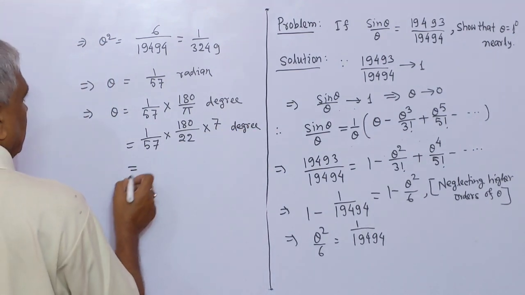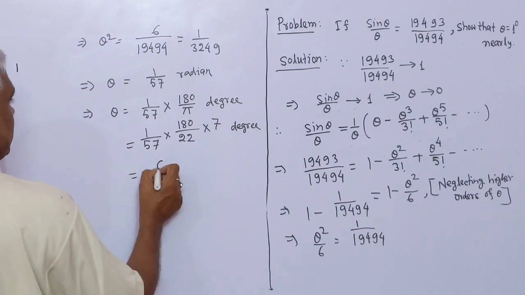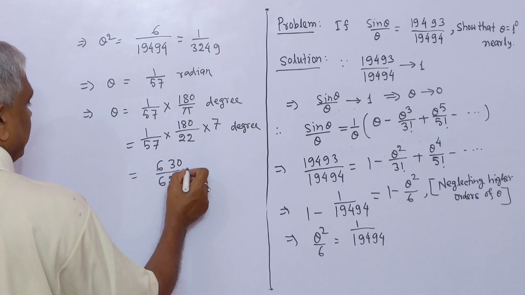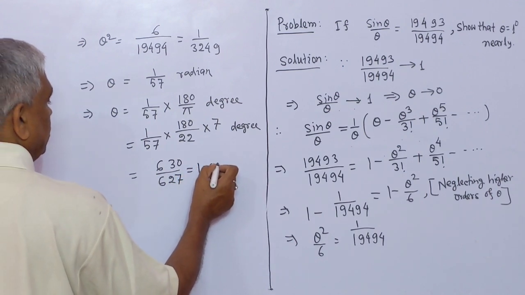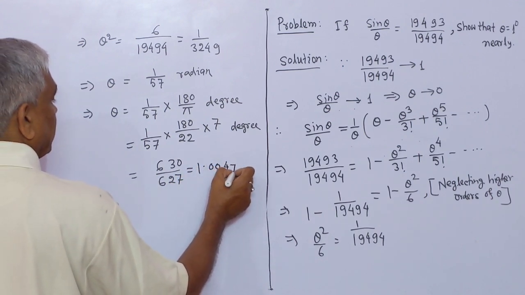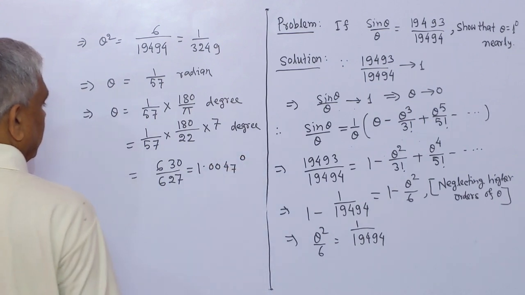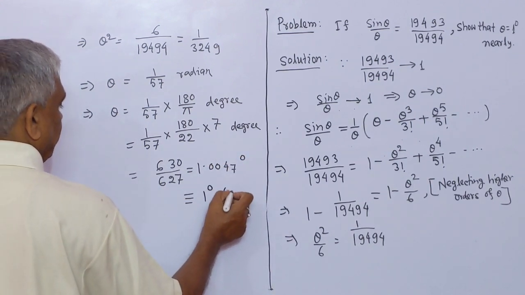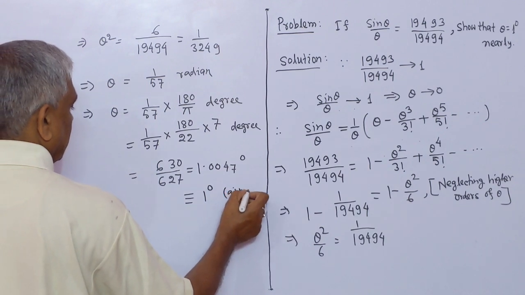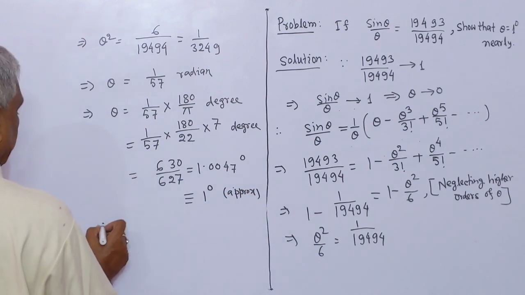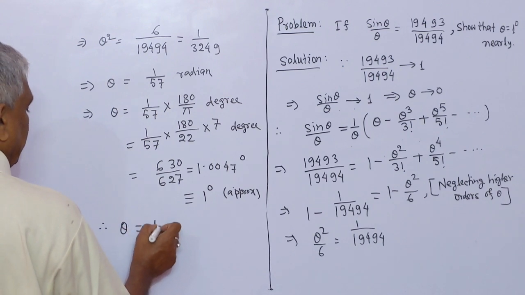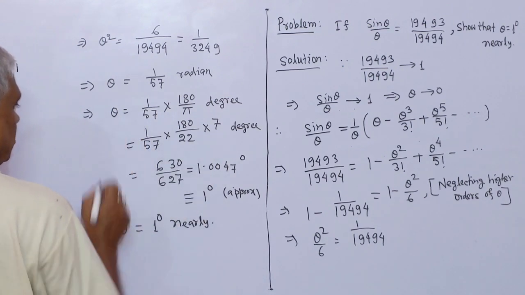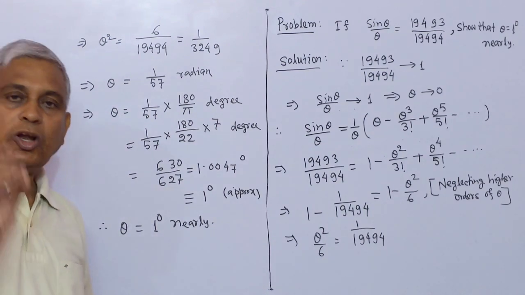and this is equal to 630 by 627. This is 1.0047 degree. This is equivalent to 1 degree approximately. Therefore, theta equals 1 degree nearly. So our problem is solved.